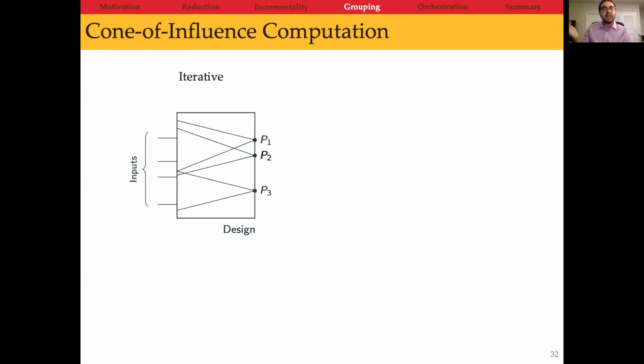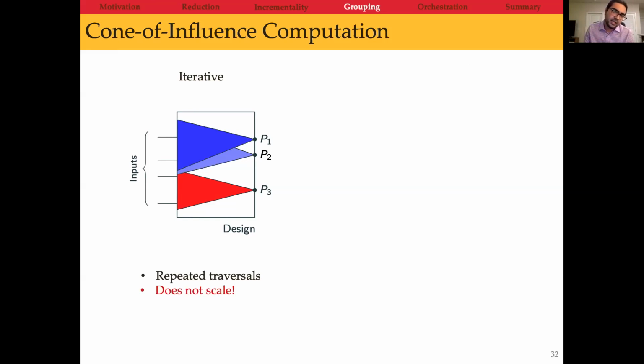In the iterative method of computing the cone of influence, given three properties P1, P2, and P3, I would pick property P1, traverse the design once, and compute the cone of influence for P1. I would then move on to property P2, do a traversal again, and get the cone of influence for P2. Then similarly I would do it for P3. However, if you notice, this iterative method requires repeated traversals of the design for every property that we want the cone of influence for. As a result, it does not scale if I have millions of properties and very large designs.